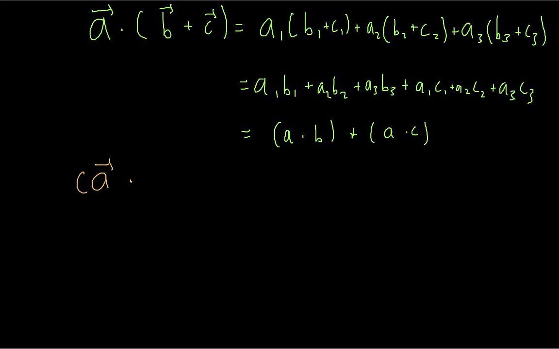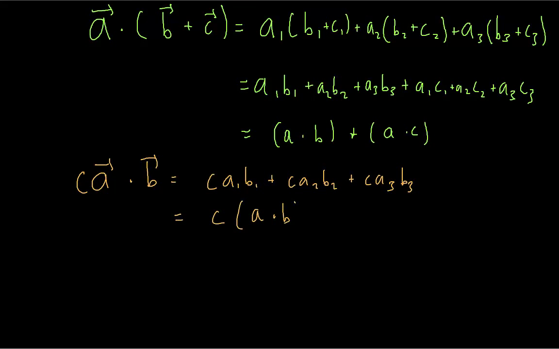If we have a dot b, but one of them is multiplied by some constant c, each term in the dot product is going to be multiplied by that c, so we can just factor it out. So it's the same as if we did the dot product and then multiplied the whole thing by c. So we can move constants out of the dot product. And then lastly, we have the commutative property, which is a dot b is the same thing as b dot a, and this should be pretty easy to see from the definition of the dot product.